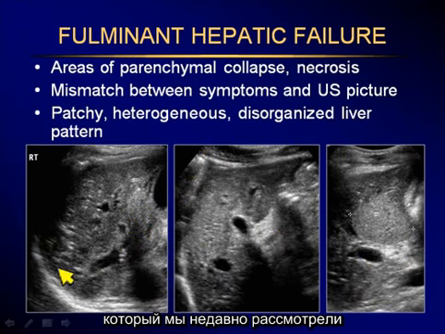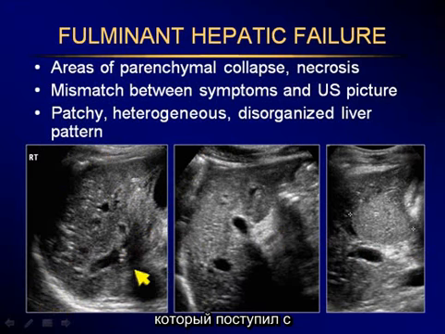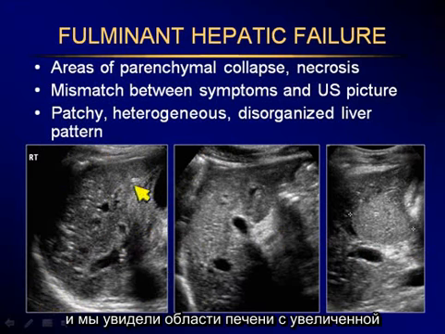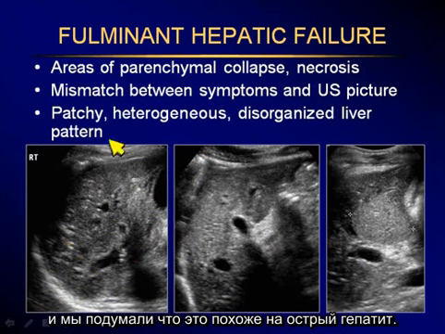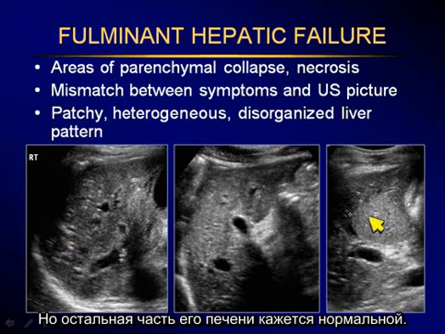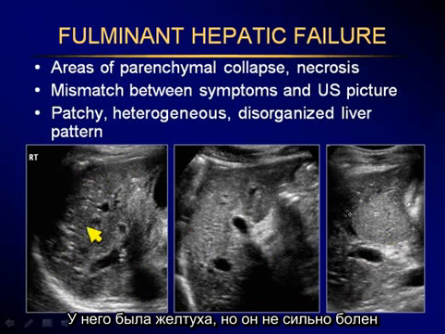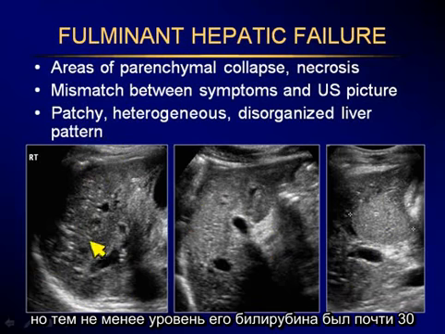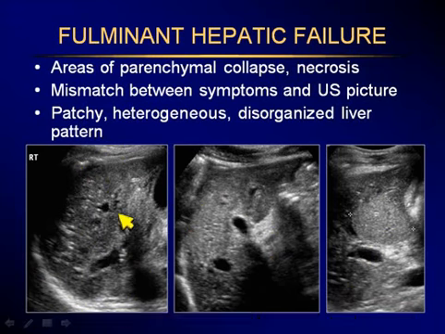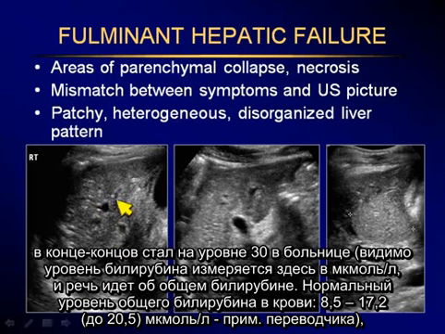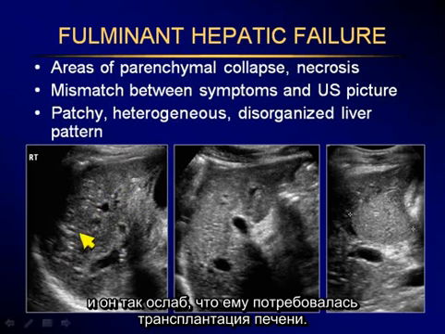This is a case that we recently had of a 22-year-old man who came in with jaundice, and we saw areas of the liver that had increased portal vein brightness, and we thought that that looked like acute hepatitis, yet other areas of his liver seemed to be normal. He did have jaundice, and he was not that sick. However, his bilirubin was close to 30, he eventually got up to 30 in the hospital. And he became so sick that he ended up with a liver transplant.